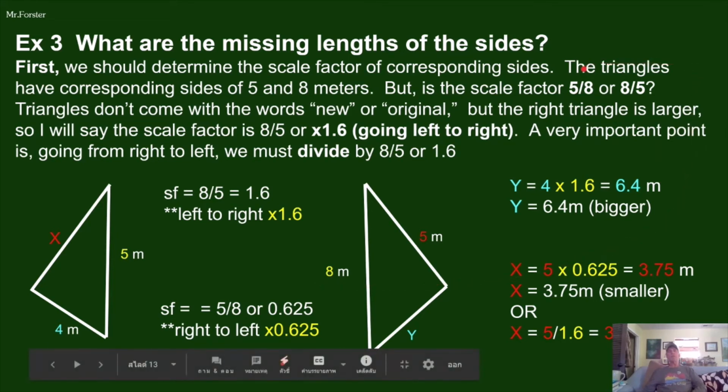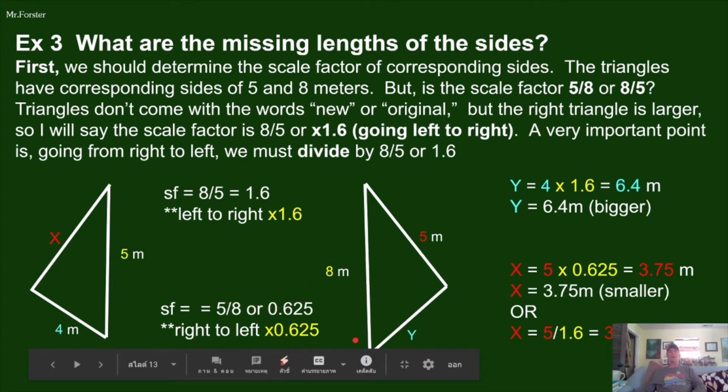So we could either use a scale factor of 5 over 8 or 8 over 5. And it doesn't really matter, but my preference is I like to think of this as getting bigger. So I'm going to make a scale factor where 8 over 5 is greater than 1. That's making it bigger. But if we go from this direction to this direction, we're not going to multiply by the same scale factor. We could divide by 1.6, or we could use 5/8 going right to left.